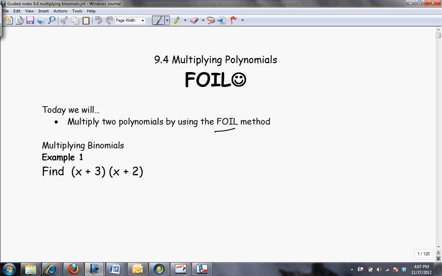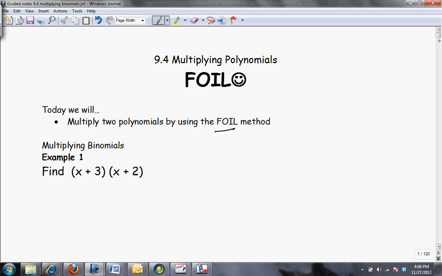So we're going to be using the method called FOIL, which some of you have heard before and used. And I'm also going to show you another method called the box method. At the end of this video, you're going to choose which one you like best, tell me why, and then I have one problem for you to solve using your preferred method.